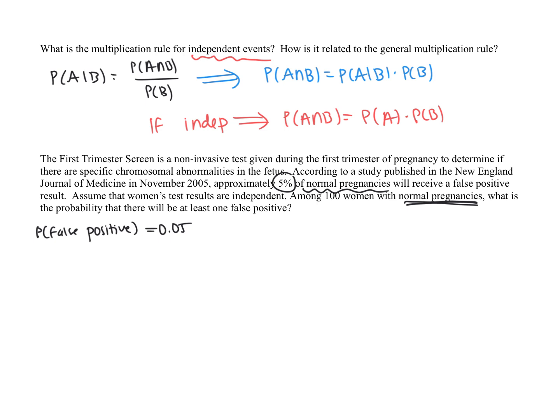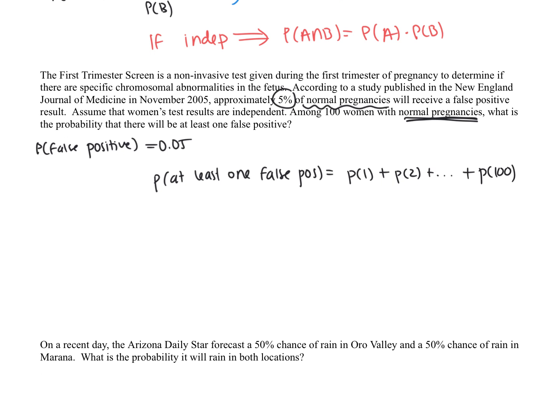Okay, so it asks us, what is the probability of at least one false positive? That means we need the probability of 1 false positive and the probability of 2, all the way up to the probability of 100 false positives. So that is one option. We could go about calculating 100 different probabilities and adding them up. Obviously, we don't want to do that. Any idea what we could do instead?